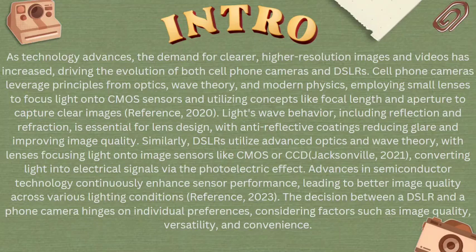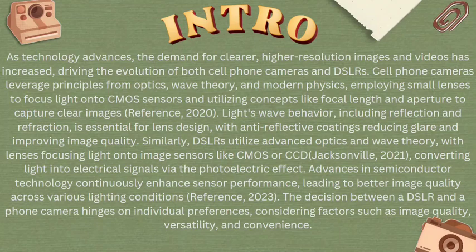Cell phone cameras leverage principles from optics, wave theory, and modern physics, employing small lenses to focus light onto CMOS sensors and utilizing concepts like focal length and aperture to capture clear images. Light wave behavior, including reflection and refraction, is essential for lens design, with anti-reflective coatings reducing glare and also improving image quality. Similarly, DSLRs utilize advanced optics and wave theory, with lenses focusing light onto image sensors like CMOS or CCD, converting light into electrical signals via the photoelectric effect. Advances in semiconductor technology continuously enhance sensor performance, leading to better image quality across various lighting conditions.